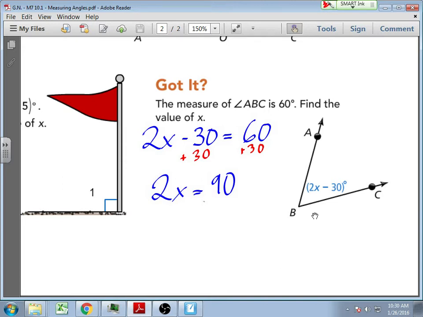Oh my goodness. What do I do now, Divine, to finish this out? Yeah, we divide by the 2. And x is 45.